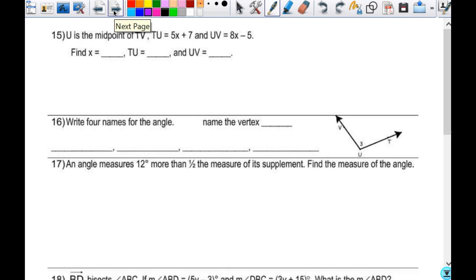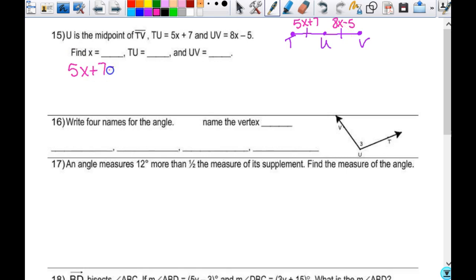U is the midpoint of line segment TV. So I've got to draw and label my picture. Here's line segment TV, and then it says U is the midpoint, which means these are congruent. Then when I label, TU is 5x plus 7, UV is 8x minus 5. There's nothing to add them up and set them equal to, because I don't know what TV is. These are congruent. That means their measurements are equal, so that right there tells you what to do.